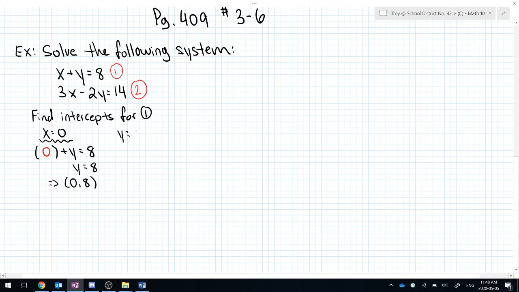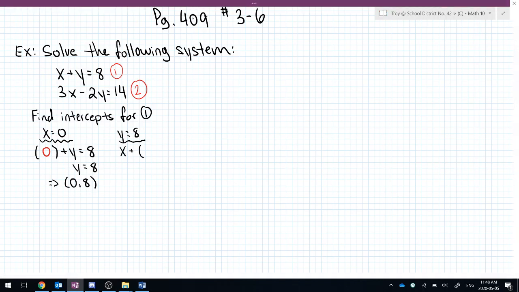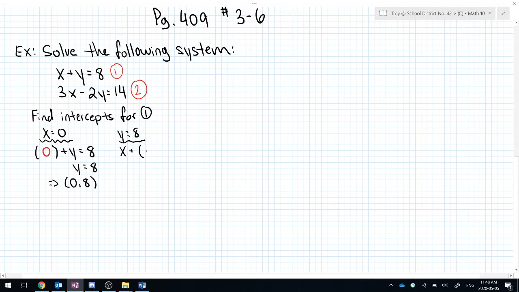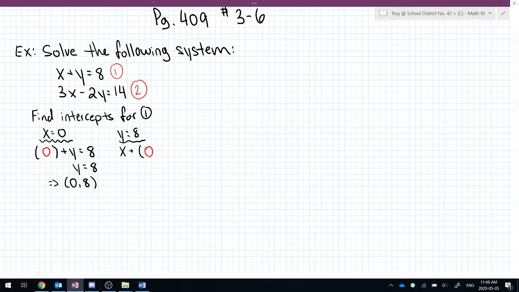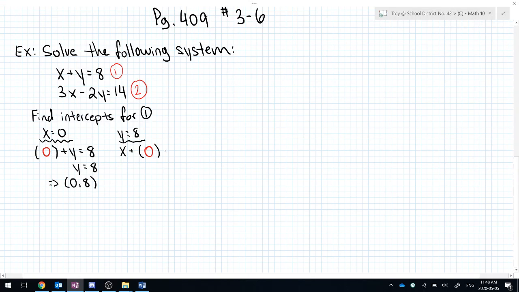And then for here, we'll find the x-intercept. So this is going to be x plus 0, because we get the x-intercept when y is 0. And of course, we'll get x equals 8 for that one. So then we know the point 8, 0 is going to exist for function number 1. Okay. So that's the first one.